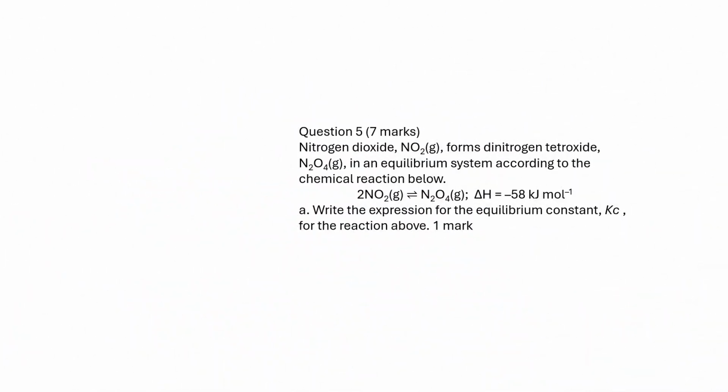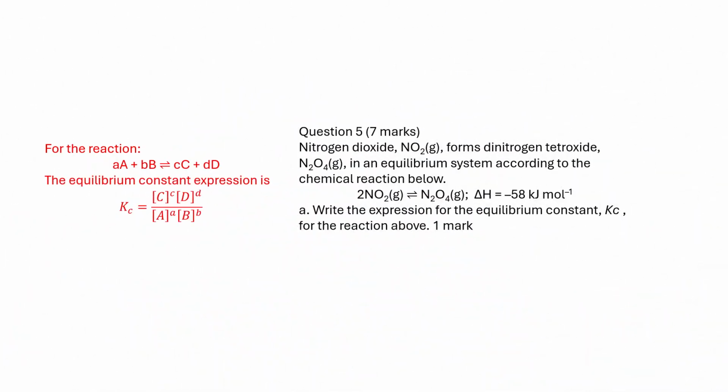The equilibrium constant, Kc, is defined as a quotient. Its numerator is derived by multiplying the equilibrium concentrations of the products, each raised to the power of its stoichiometric coefficient from the balanced equation. This definition allows us to write the equation for Kc.